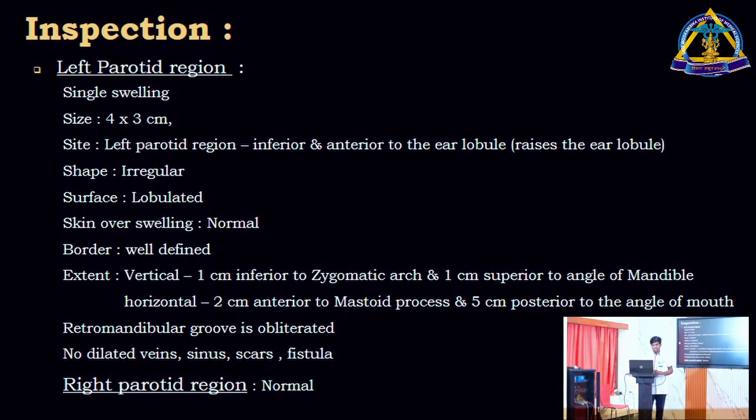It extends vertically 1 cm inferior to the zygomatic arch and 1 cm superior to the angle of mandible, and horizontally 2 cm anterior to the mastoid process and 5 cm posterior to the angle of mouth. The retromandibular groove is obliterated. No dilated veins, scars, sinus or fistula over the gland. Right parotid region is normal.